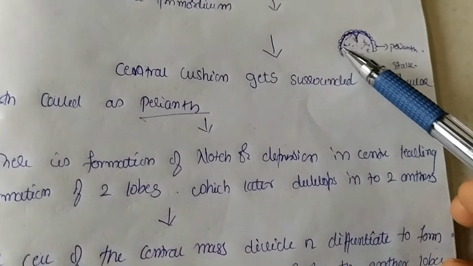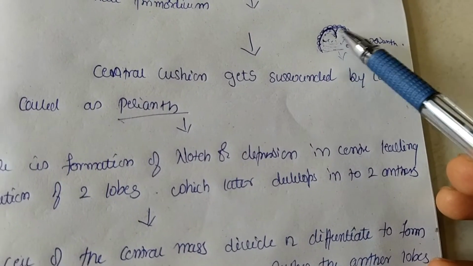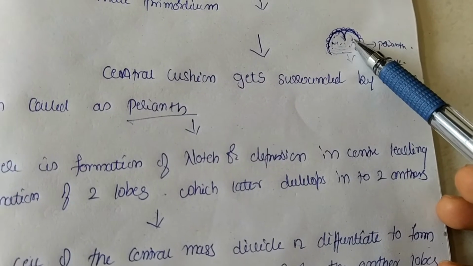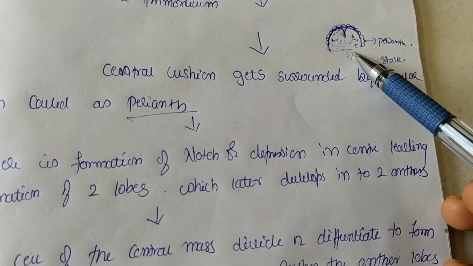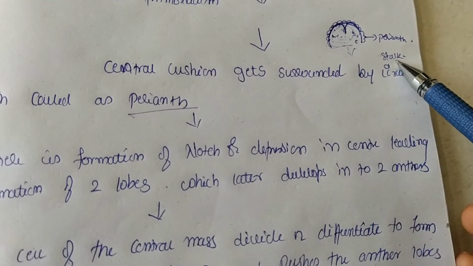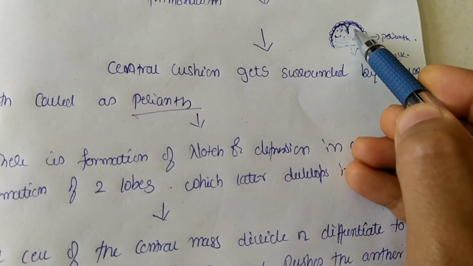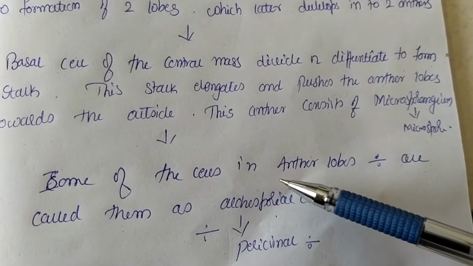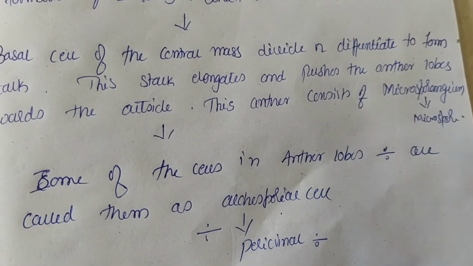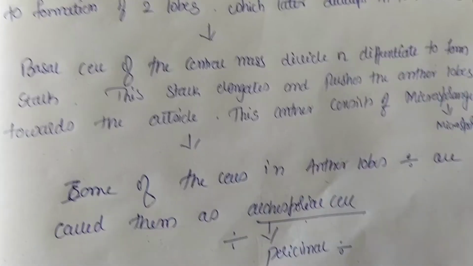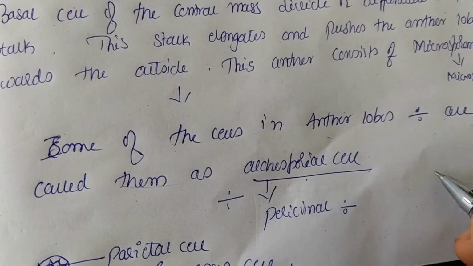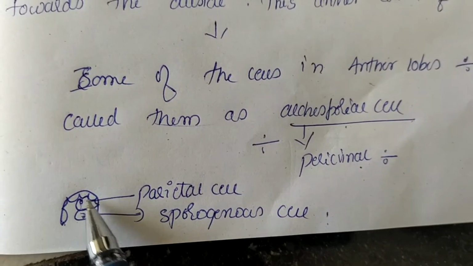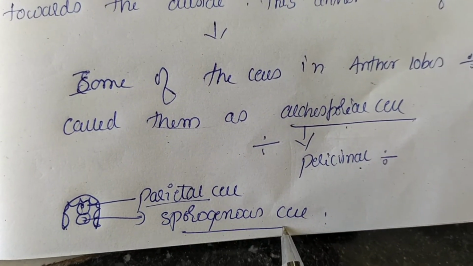Now this is clear, the outermost layer is perianth. These cells are going to form a notch or a depression, leading to formation of the two lobes. These two lobes are nothing but the anthers. The base of this inner mass of cells is going to form what is called a stalk. Now some of the cells in the anther lobes are going to divide and form what is called archisporial cells. These archisporial cells undergo a periclinal division, leading to formation of two cells, the upper parietal cell and the lower sporogenous cells.